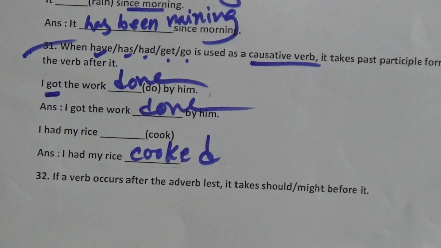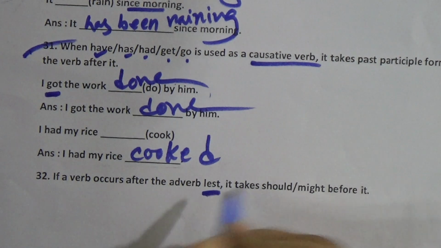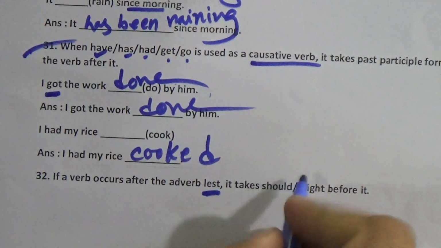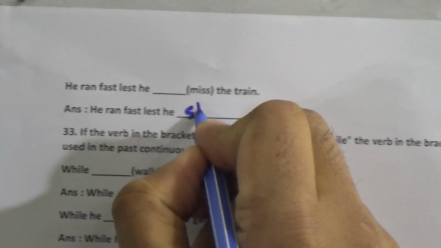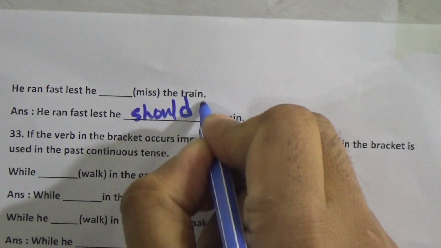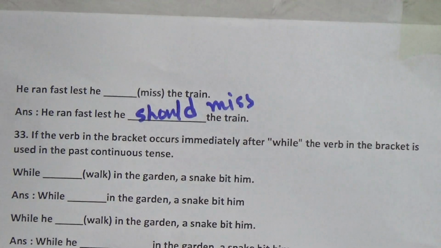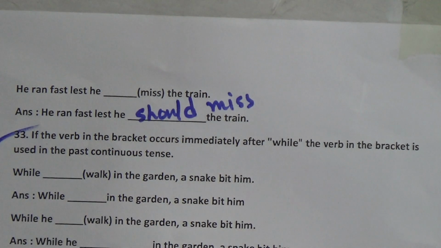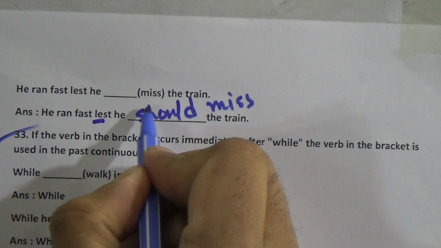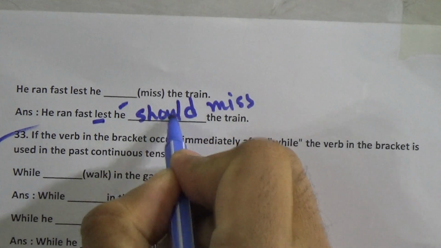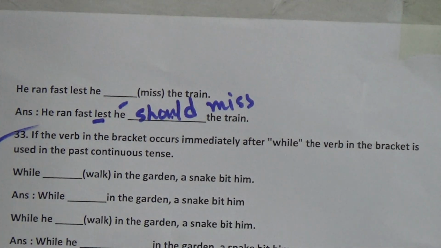Okay, next, rule 32. If a verb occurs after the adverb "lest," it takes should or might. That means: he ran fast lest he should miss. Because of "lest," you have to write subject then should plus verb, here miss.